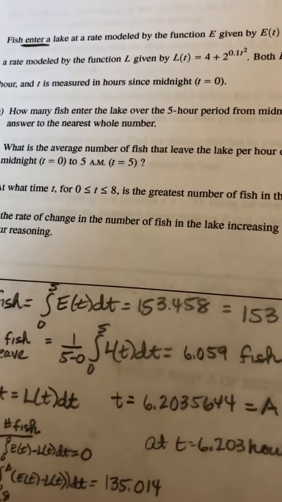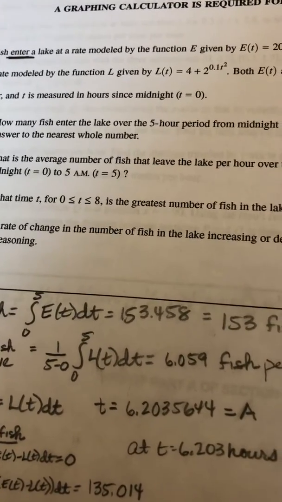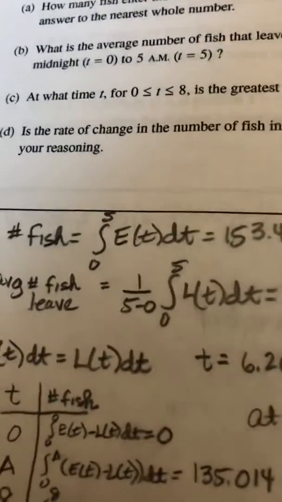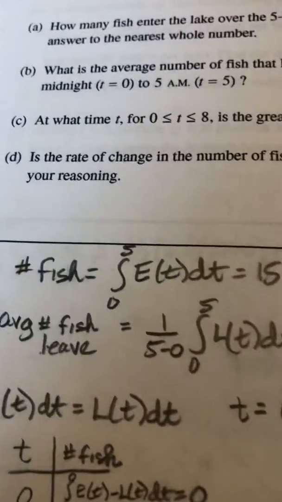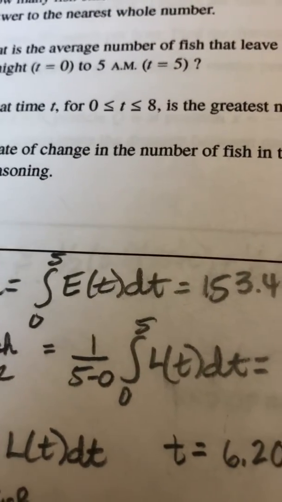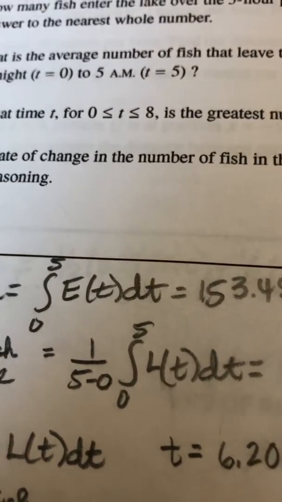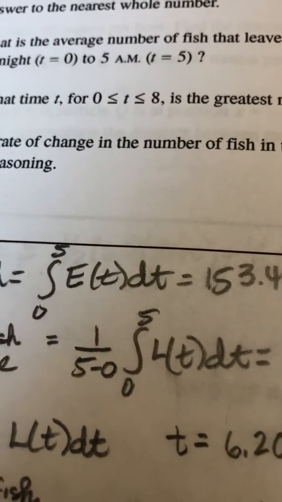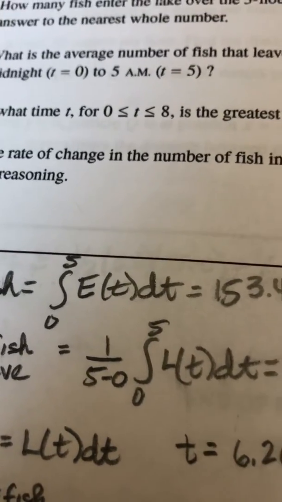So how many fish? Now remember, when you're given a rate and they ask how many, it means we're going to integrate. So to get your credit, the number of fish, you have to write down the integral. And it's how many fish enter the lake. So it's the integral of E of t dt. Make sure you include the dt. When I first wrote it, I did not.